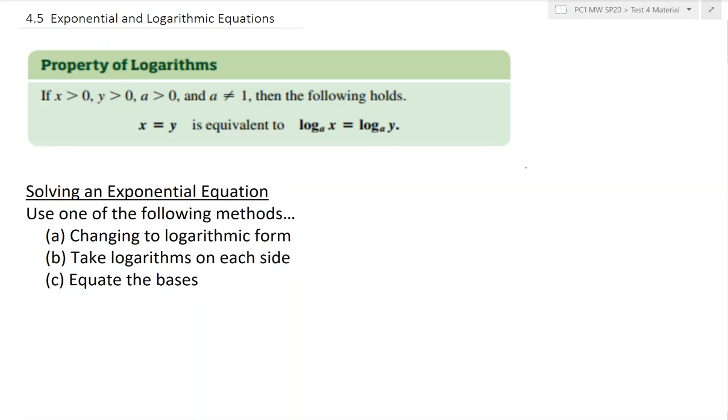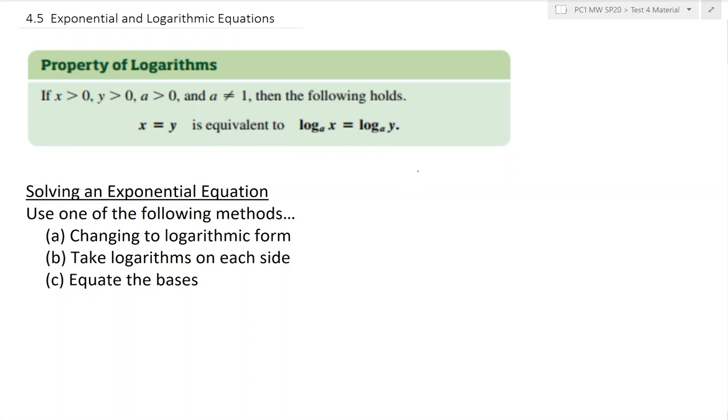4.5 is exponential and logarithmic equations. First, we'll start off with the property of logarithms. It says if x, y, and a are all greater than 0 and a not equal to 1, then the following holds. X equals y is equivalent to the log base a of x equals the log base a of y. And since this is an equivalence, we can also say that the log base a of x equals log base a of y is equivalent to x equals y.